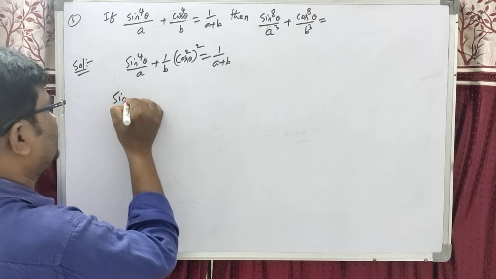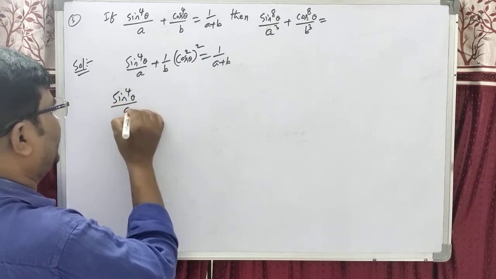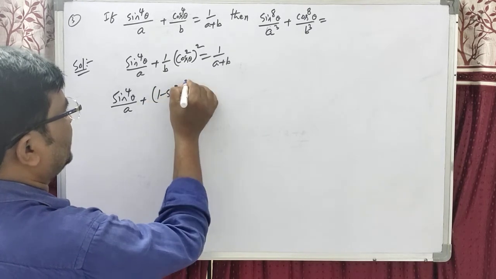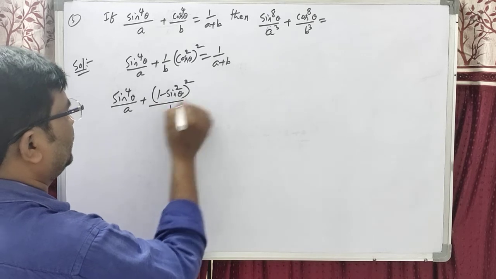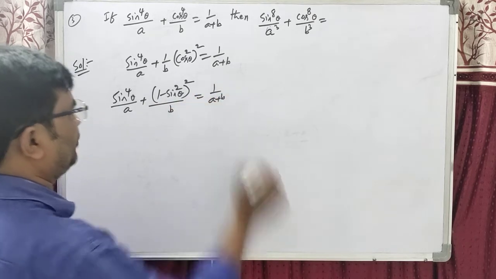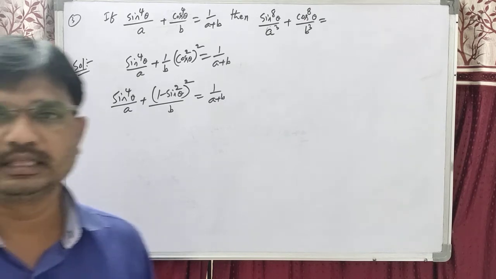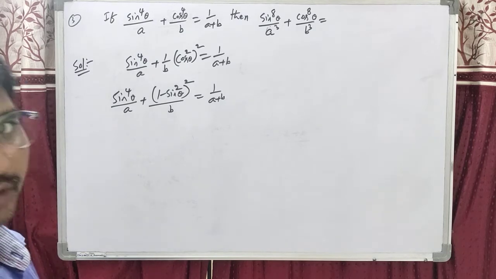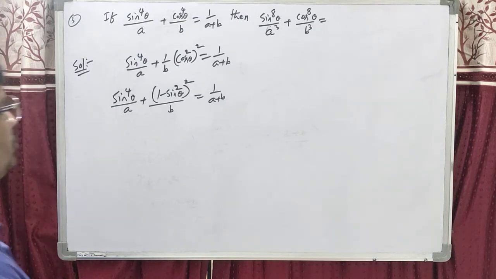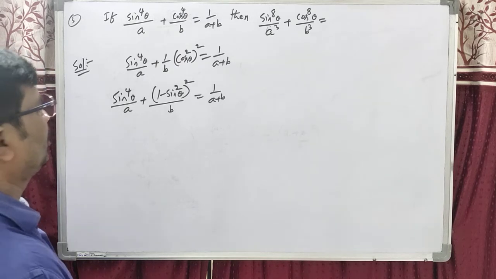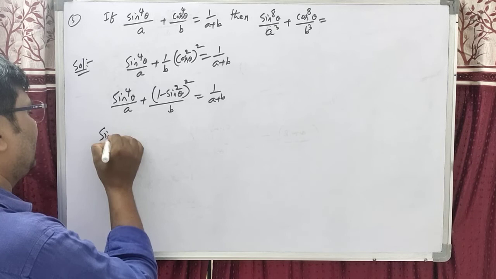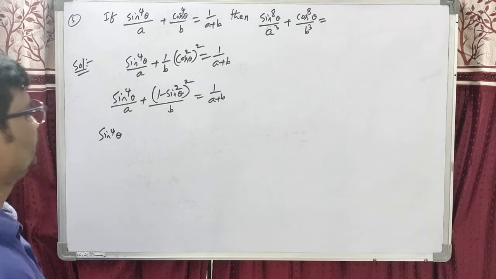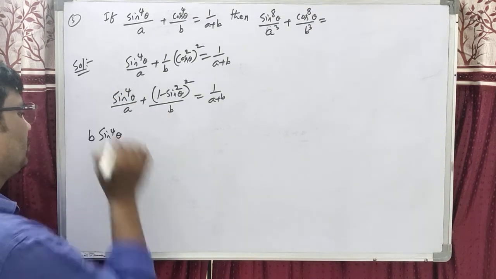Dear students, now this is sin power 4 theta by a plus (cos square theta, that is 1 minus sin square theta) whole square by b equals 1 upon (a plus b). The cos square theta we can write as 1 minus sin square theta. Dear students, now how to write this: sin power 4 theta, now this can be written as b into this one, b.